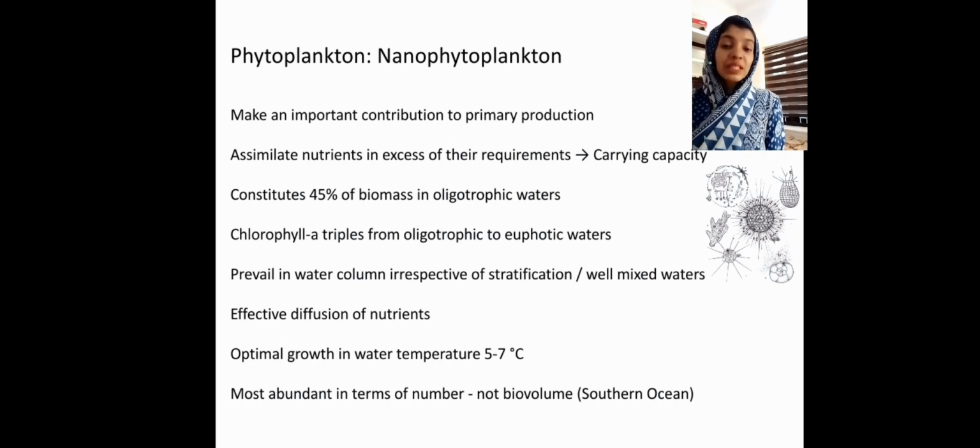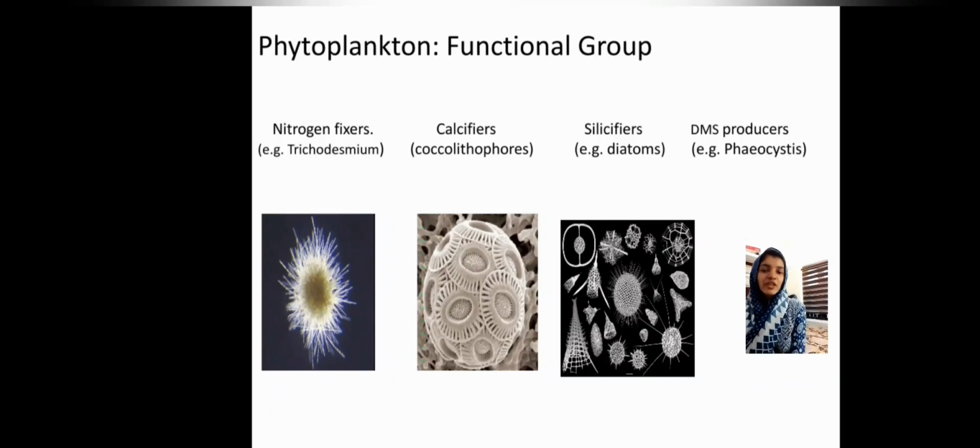So based on size group, the second one is nanophytoplankton. Nanophytoplankton make an important contribution to primary production, and it will assimilate nutrients in excess of their requirements. It will also constitute 45% of biomass in oligotrophic waters, and it will prevail in the water column irrespective of stratification, etc., and it will have effective diffusion of nutrients and optimal growth in water temperatures up to 5 to 7 degrees Celsius, etc.